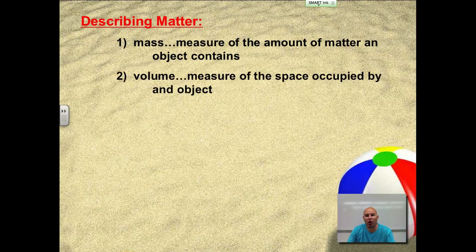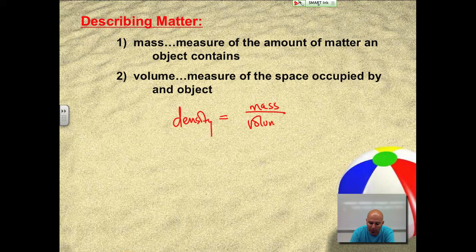When you talk about volume, volume is the measure of space occupied by an object, the amount of space. And of course, when you start to talk about mass and volume, the next thing you talk about is density. Density is the mass over the volume. You can determine how dense an object is by dividing the mass by the volume. Of course, the formula here, I just wrote it out, is D equals M over V.